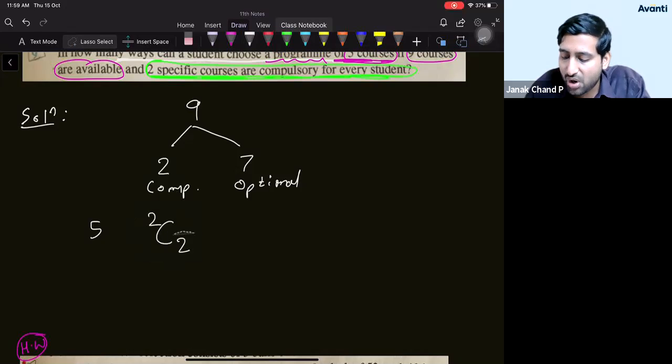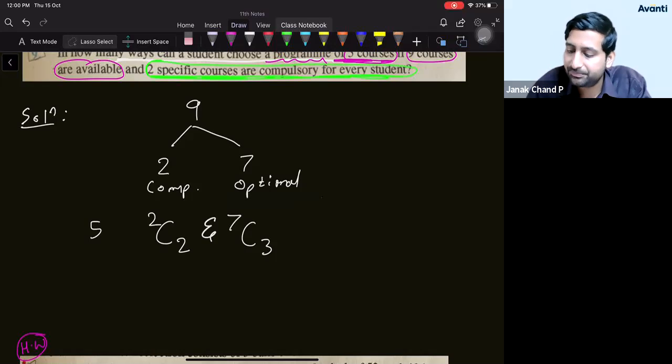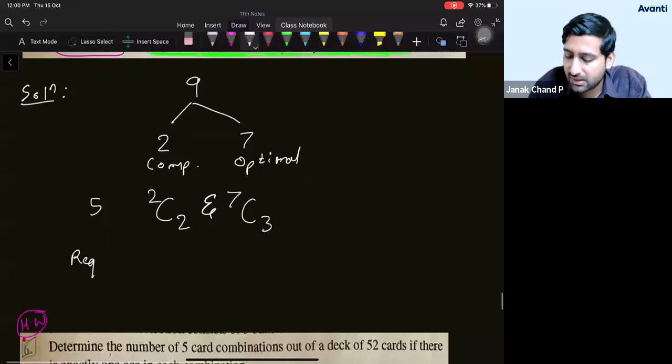But now student, once I have already chosen 2 compulsory, in order to make a total of 5, I should just choose 3 more courses out of 7 left over. So the total number of ways of choosing 3 out of a total of 7 is nothing but 7C3. Obviously student, in order to make a total of 5, I should choose these 2 courses and I should choose 3 courses which are optional. So the final answer is student, required is nothing but 2C2 into 7C3.